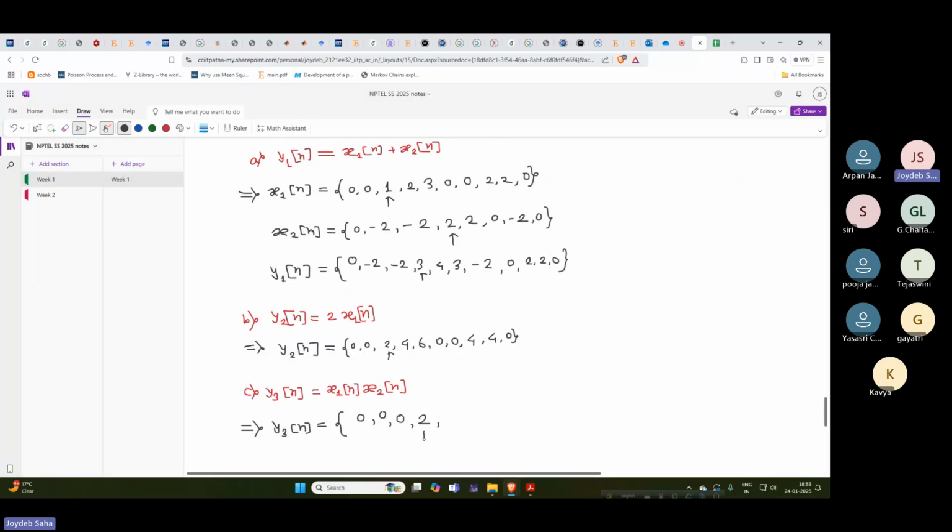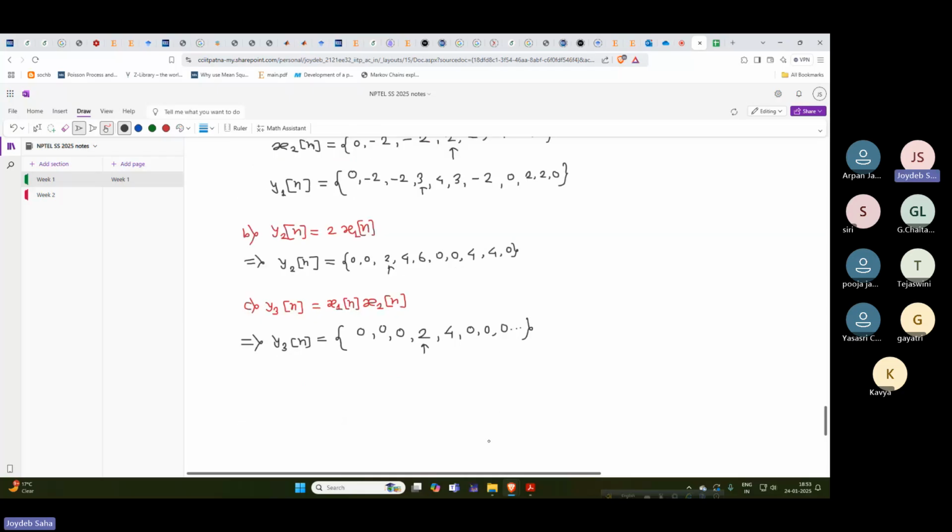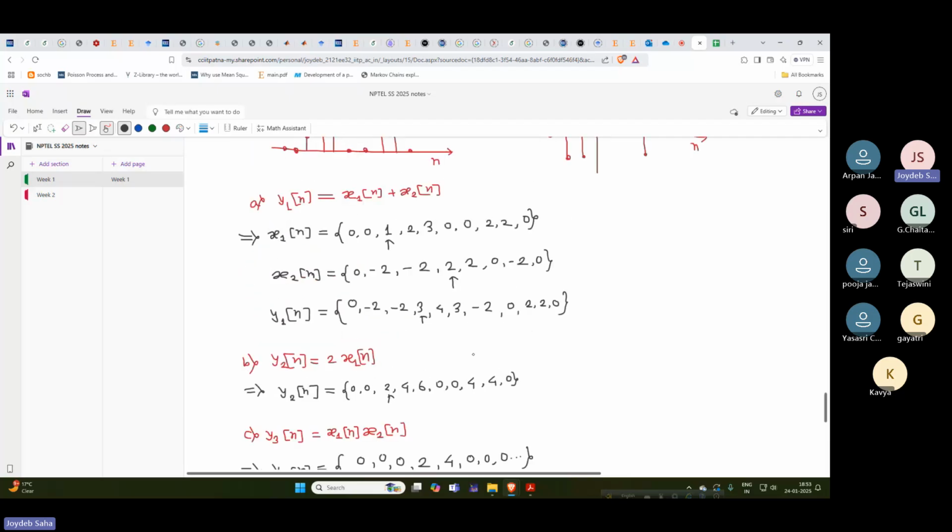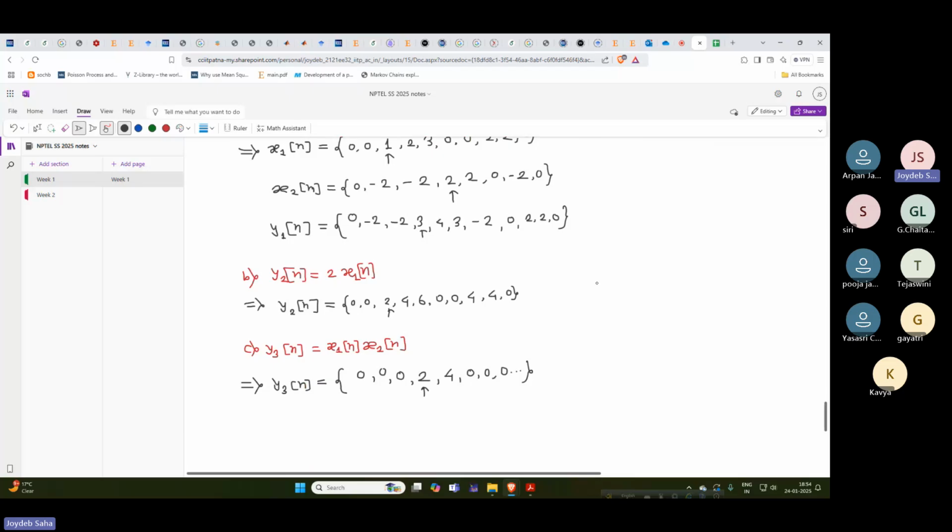This is 0 indexing. 2 cross 2 will be 4, and 3 into 0 is 0, 0, 0, so it will be all 0, right? So you understand what we have done here? When we are adding up or multiplying with any scalar, index should be maintained.